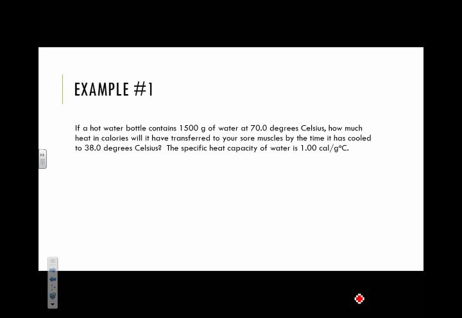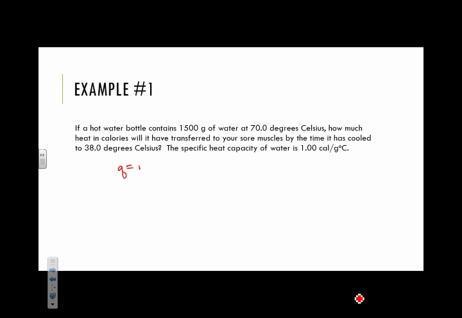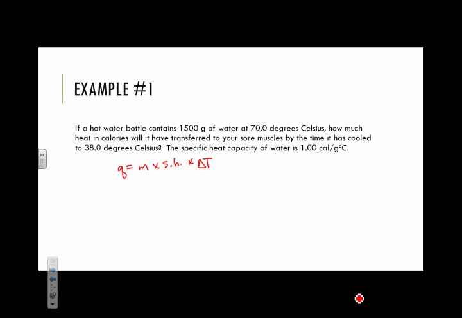So let's do an example. You have a hot water bottle, and you're using it because you have some sore muscles. You want to know how much heat energy is actually leaving this water and coming into your sore muscles. So we know that heat equals the mass times the specific heat capacity times the change in temperature of the substance. And I want to know Q because it says how much heat in calories. So there's my question mark.